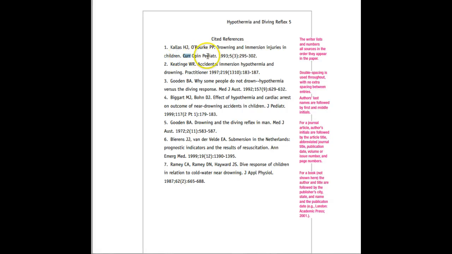Then it is followed by the name of the journal. Notice they even abbreviate the journal. Do not do this in my class. I do not want you to abbreviate the journal nor the name of your sources. Spell it all out. Then here we have the publication date, which is 1993. It is volume 5, issue 3, found on pages 295 to 302.